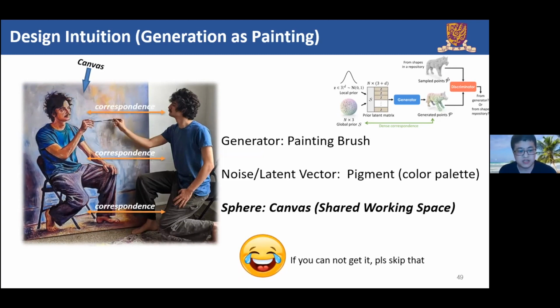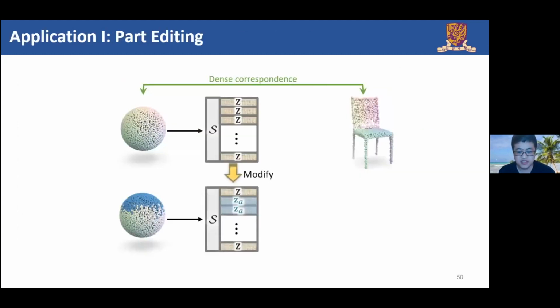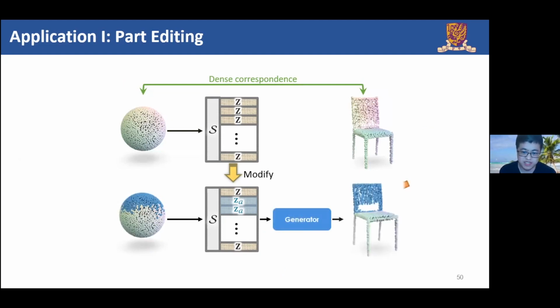But such dense correspondence can enable a lot of applications and facilitate structure-wise controllability. Firstly, if we just want to modify the latent vector for some points on the sphere and keep others unchanged, we can manipulate only the local structure. Let's look at this example. We can change only the chair legs without touching other areas.